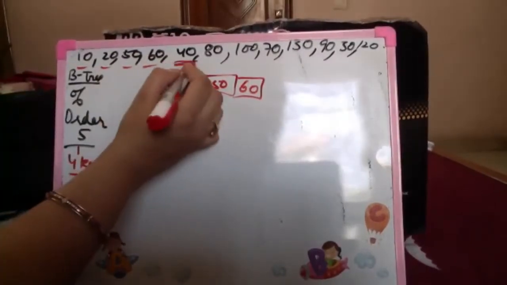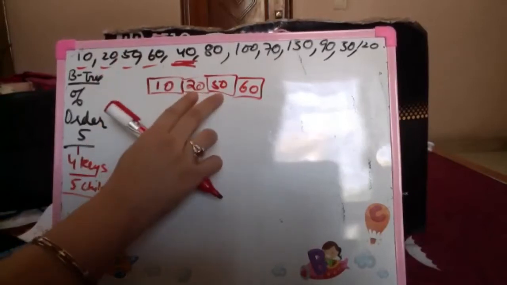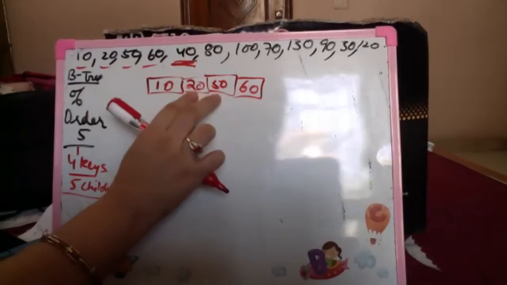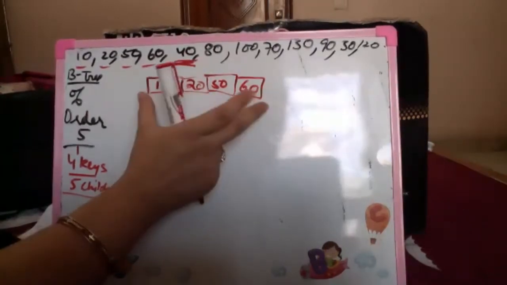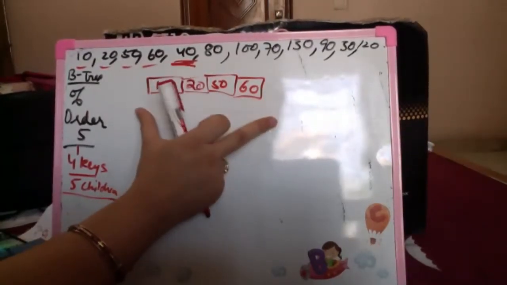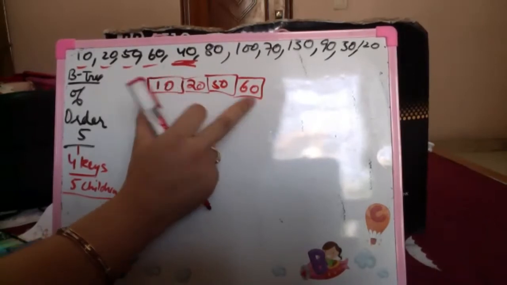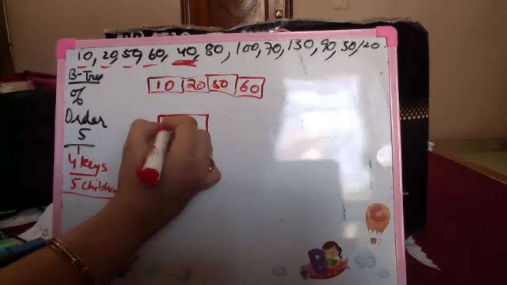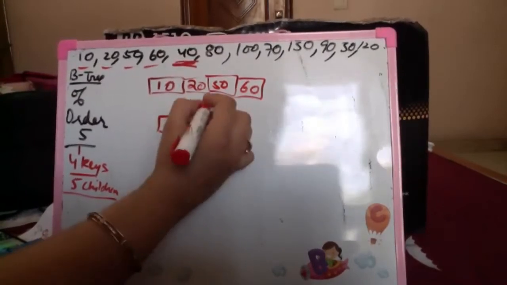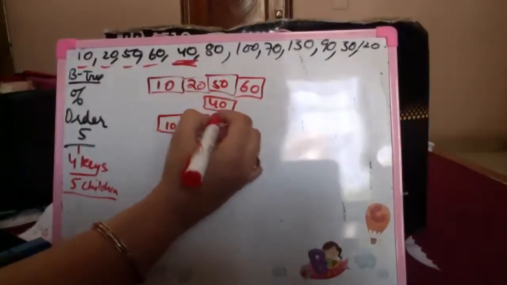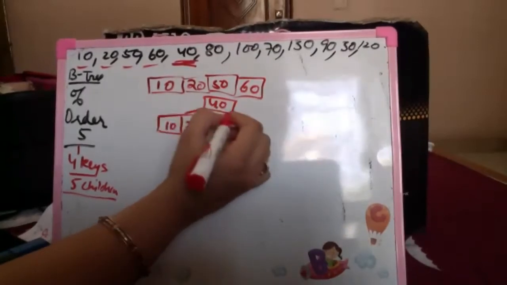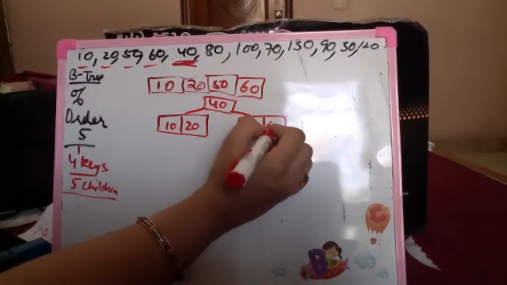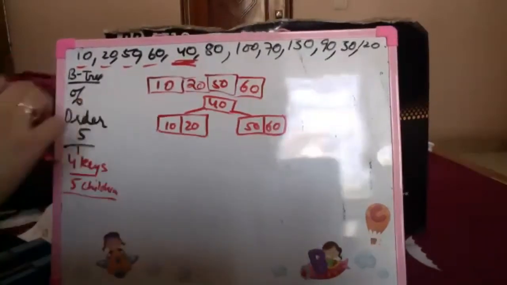Now I have to insert a 40. 40 has to be inserted in between 20 and 50 because it lies in between them only. But the number of keys in the node will go beyond the maximum possible number of keys. In that case, I split the node. How do I split the node? I split it from the median, which happens to be 40 in my case. I split the node from that and this becomes the new tree. So the tree is growing upwards.